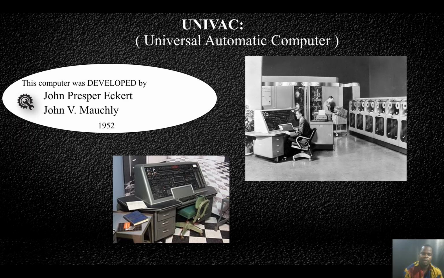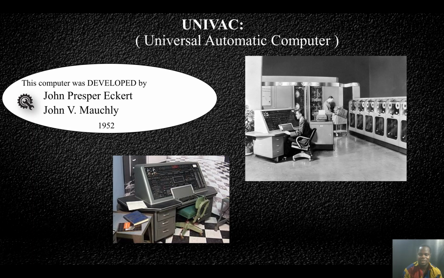What other machine do we have? UNIVAC, which is the Universal Automatic Computer. These two people were the same persons that developed this machine, John Presper Eckert and John V. Mauchly. They did this machine in 1952. Look at the computer very well. You could see that the first generation, which is the ENIAC, is very big, but they sat down and thought about it, and they knew that we have to do something so that we can bring the computer down to our level, to a little smaller size, so that they can be able to use it very well. And this is what they were able to develop.